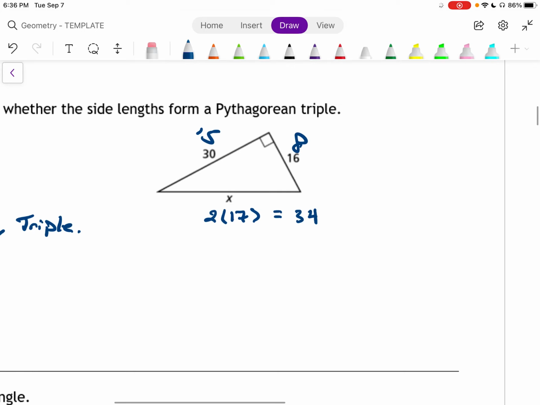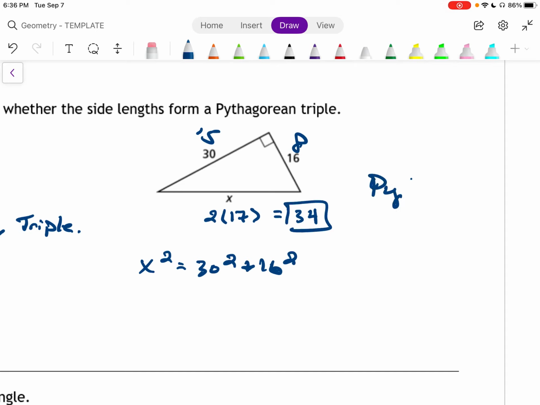If you didn't remember that, you could also have said, well, x squared equals 30 squared plus 16 squared, and that would have given you the same exact answer, right? So we said that this is 34, and we just need to say it is a Pythag triple.